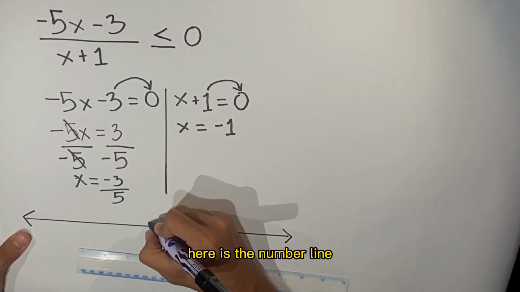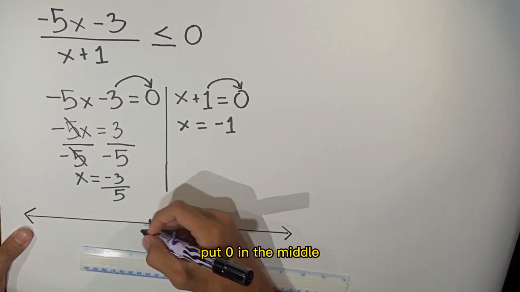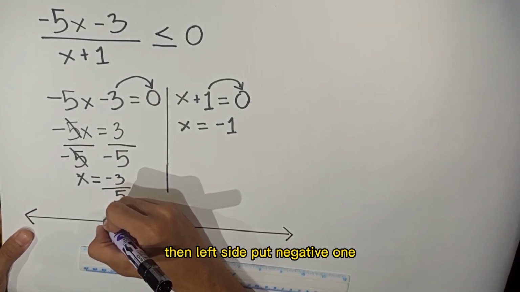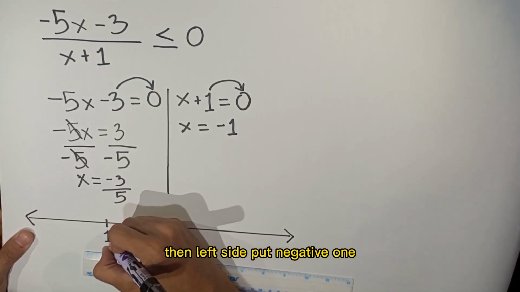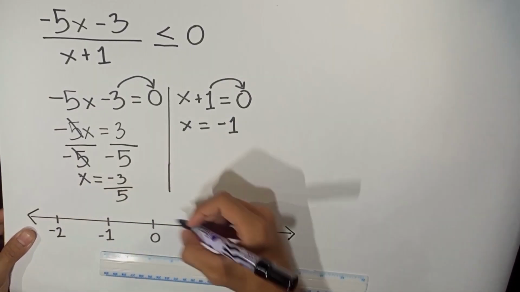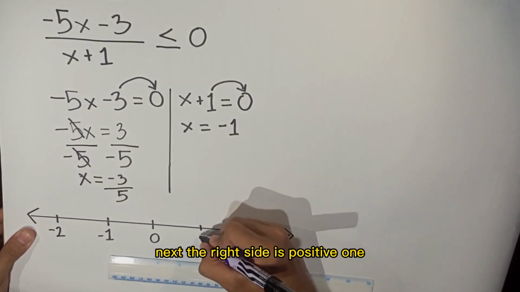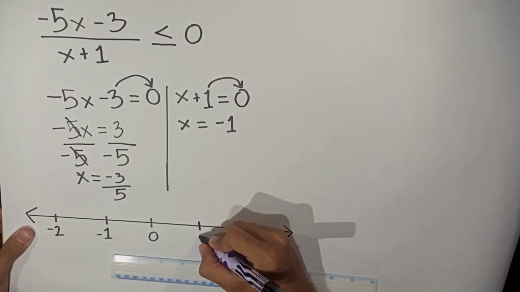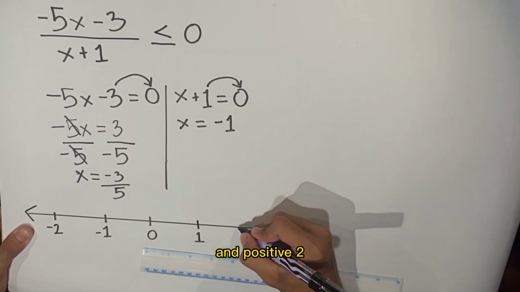Here is the number line. Put 0 in the middle. Then on the left side, put negative 1 and negative 2. Next, the right side is positive 1 and positive 2.